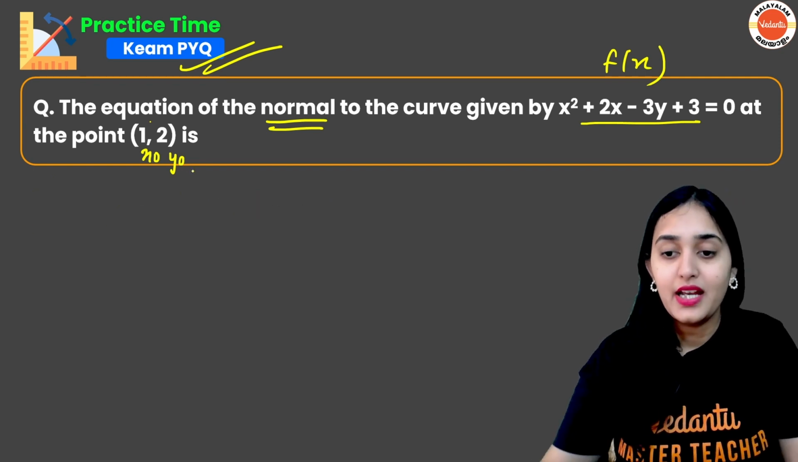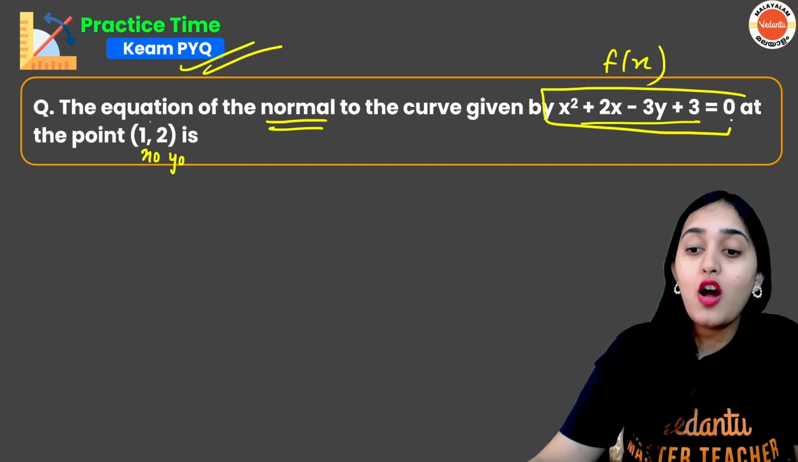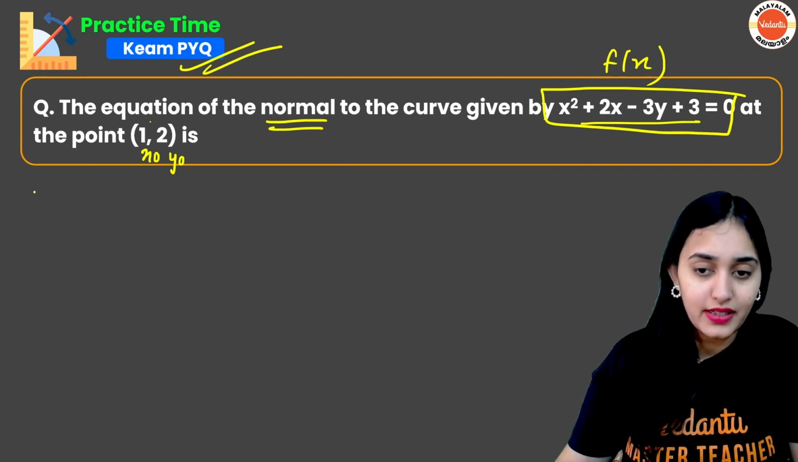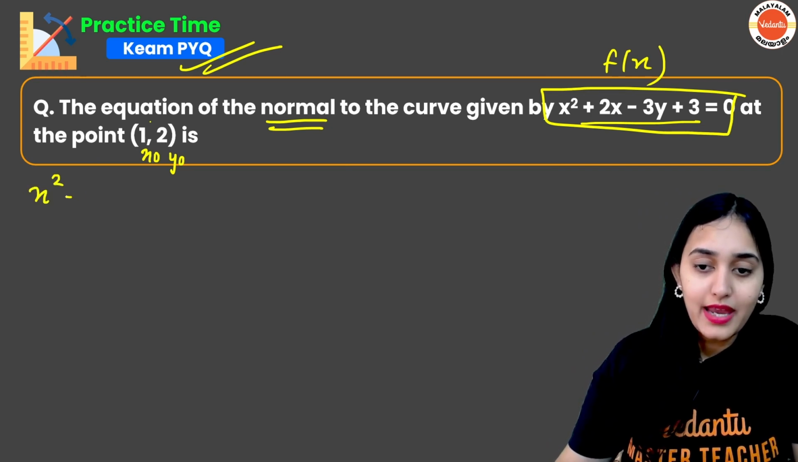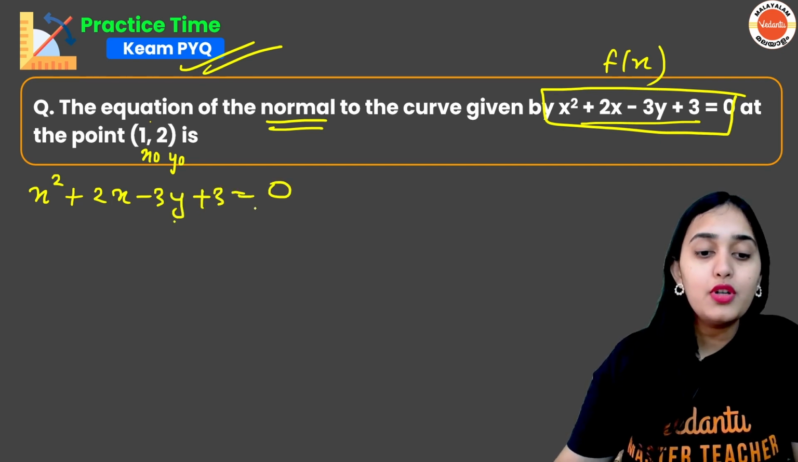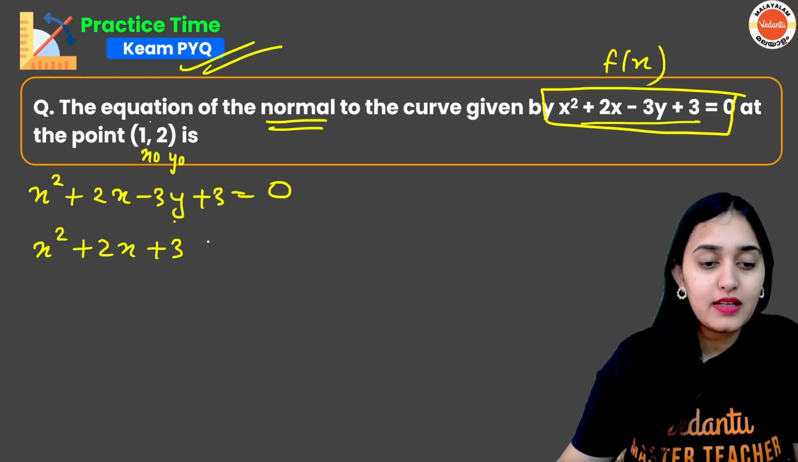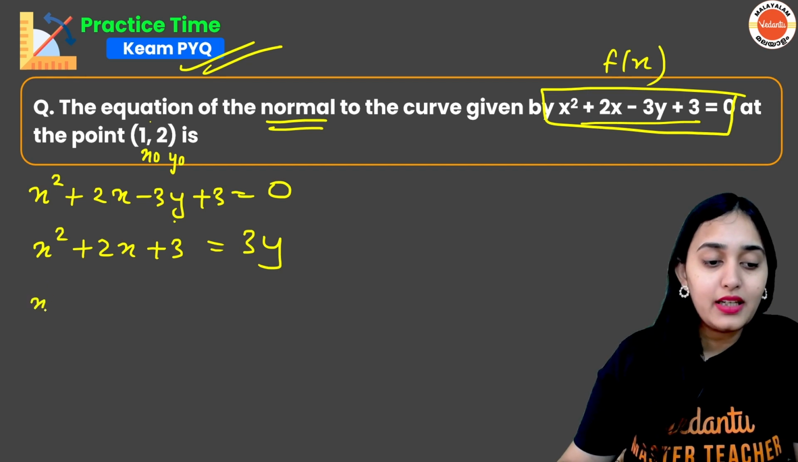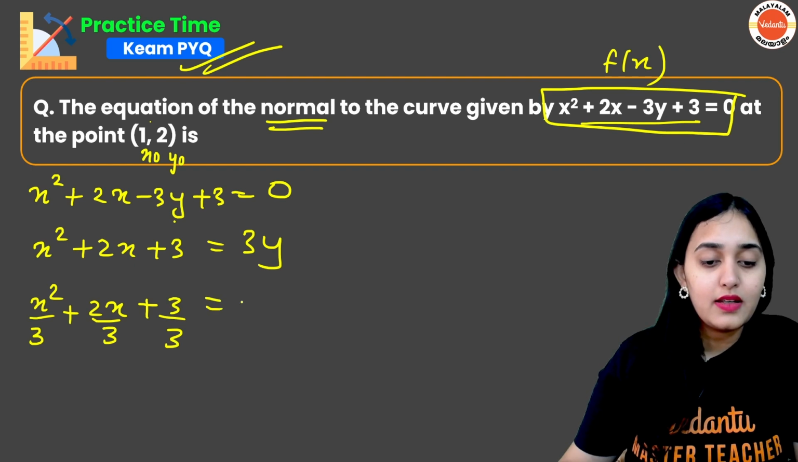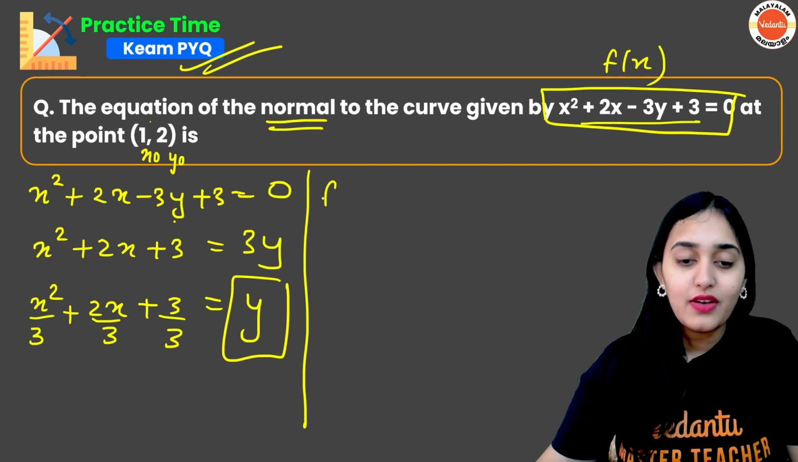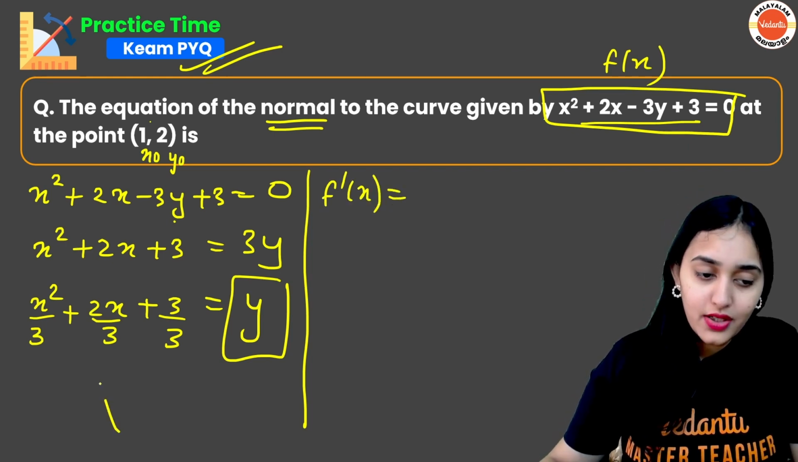One twist is there. See here, the equation is not given in the form of y is equal to f of x. So first you have to get it in the form of y is equal to f of x. So it is given x square plus 2x minus 3y plus 3 is equal to 0. Put y on the right hand side. X square plus 2x plus 3 is equal to 3y. Now divide by 3. X square by 3, 2x by 3, 3 by 3 is equal to y. Now you can find out y dash, f dash x. So f dash of x will be, now you differentiate this.